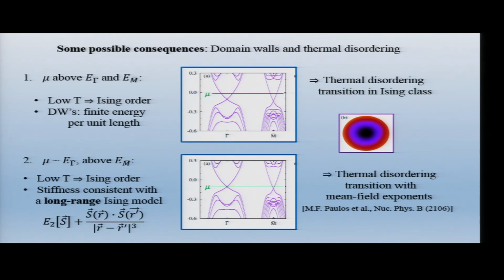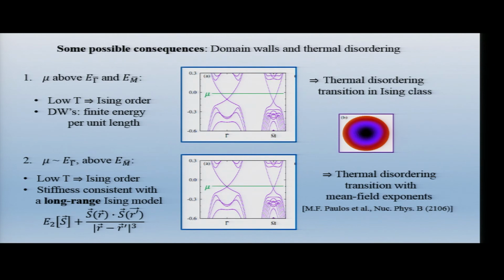And so we believe in the situation that as you raise the temperature, there should be basically a thermal disordering in the Ising class. Now, something funny happens if you put your chemical potential right through one of the Dirac points. What I didn't show you in this calculation of spin stiffnesses is that you actually get something that has a long-range nature when you're right at the Dirac point.